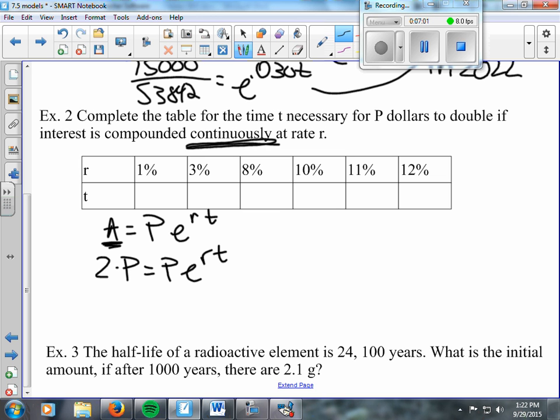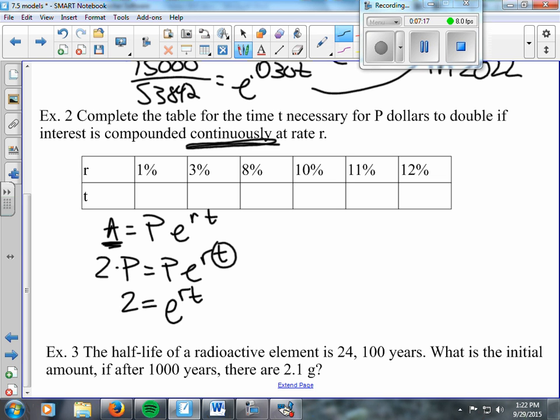Okay, so now I'm going to solve this for time. I know I'm doing this in terms of all the letters. I haven't plugged in any numbers yet. That's just to make my life a little easier in the long run. So I'm going to divide both sides by p. That gives me 2 equals e to the rt.